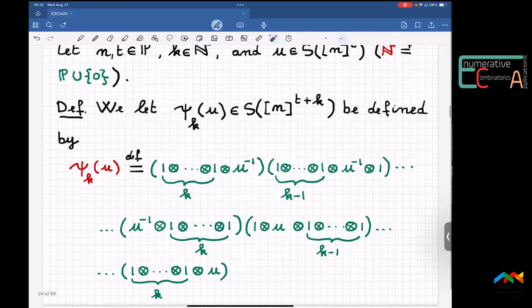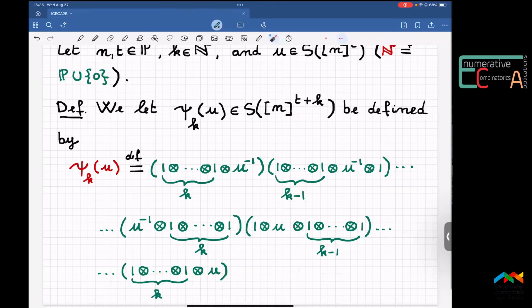There is no factor U1111. No, exactly. If there was, everything would collapse and this would become the identity. Or if there was one in here, then it would collapse. Thank you.